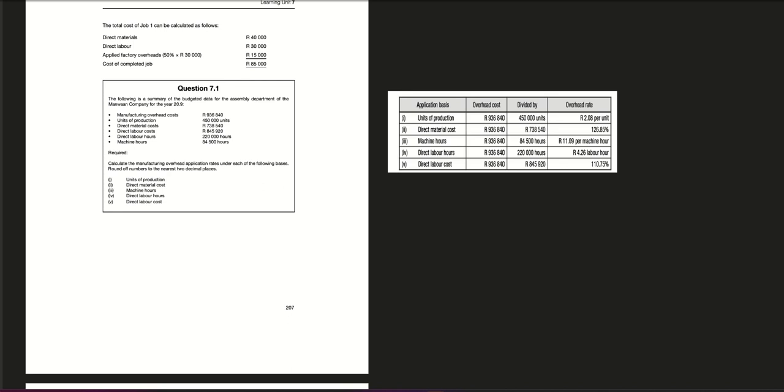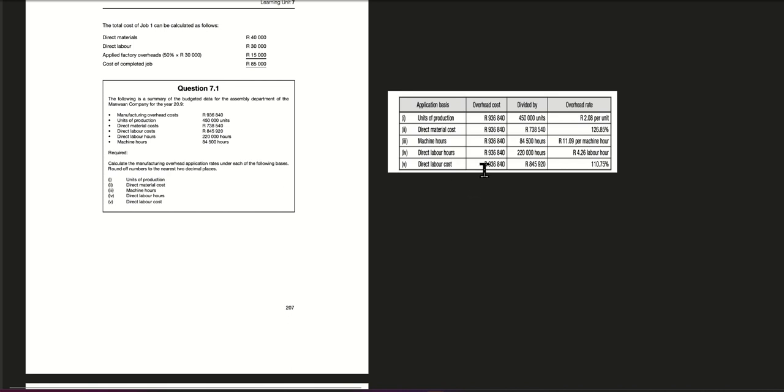And the question is very simple. They want to ask you to calculate the manufacturing overhead application rate under each of the following bases. It does not mean that a company would have all these bases at once. That's not the purpose of this. This is just to say these are the scenarios that you could get. But as you can see next to it, and that's the advantage again of OneNote, is that we can put the solution next to it, and it will show you that you have the application basis, which is unit of production, direct material costs, machine hours, direct labor hours, and direct labor costs, right?